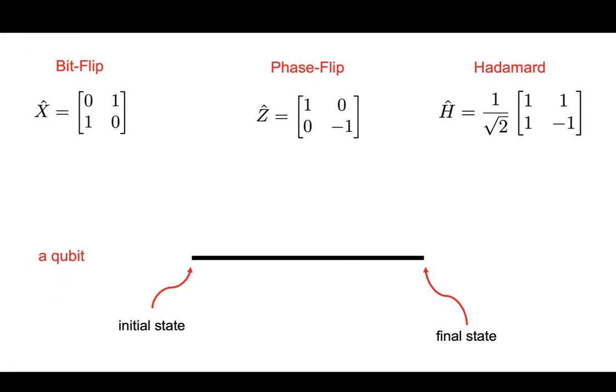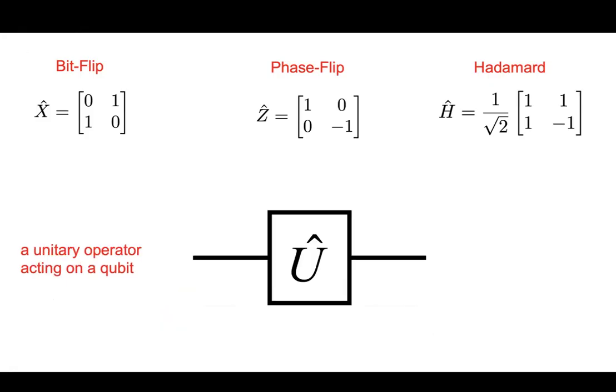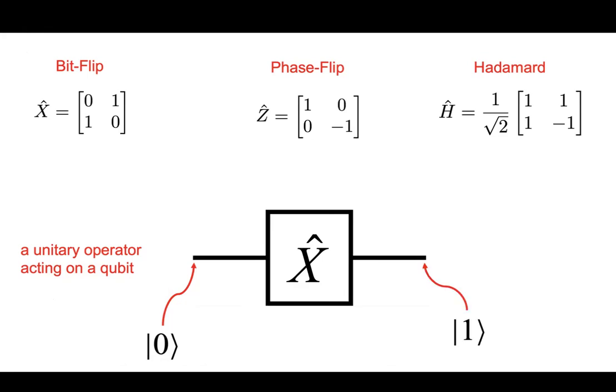But if we add an operator, the state can change. This is how an operator U is represented in a quantum circuit diagram, by a box. Let's look at the example of the X or bit flip gate. If the initial state is ket 0, X will transform it into ket 1.